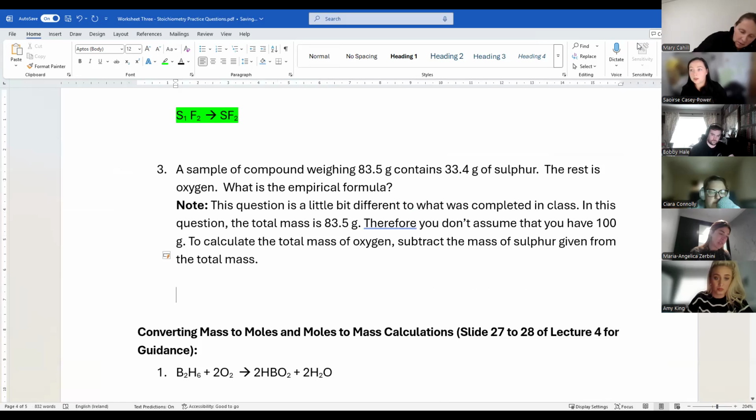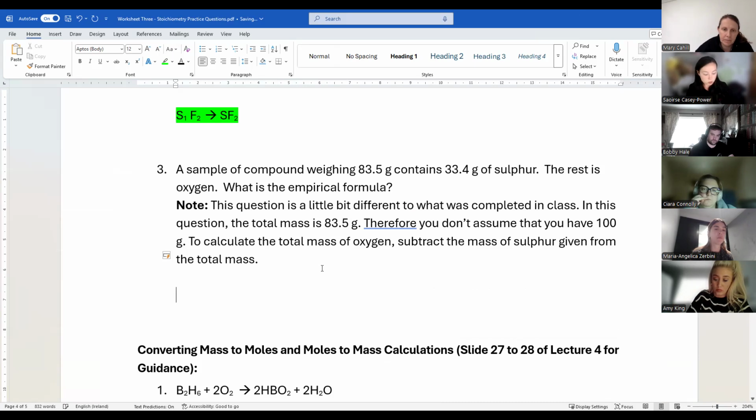Okay, so I'm just on part 3 of that one there. This was taken directly from one of the exams. A sample of compound weighing 83.5 grams contains 33.4 grams of sulfur. The rest is oxygen. So what is its empirical formula? I've made a note here already, but it's a little bit different because you don't assume you have 100 grams. You use the mass that's given in the question.